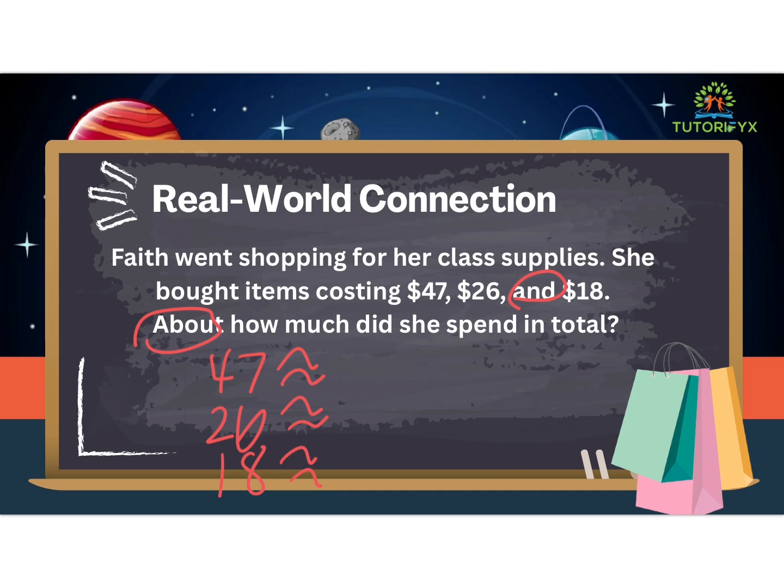47 rounds to 50. 26 rounds to 30. And 18 rounds to, you got it, 20. And the last step, what is that final step? To add. And that keyword and told us to add. I know that 0 plus 0 plus 0 is obviously 0. 5 plus 3, beautiful, 8. But guess what? 2 more, 10. You should have gotten $100. Ooh, she spent $100. She got some money.